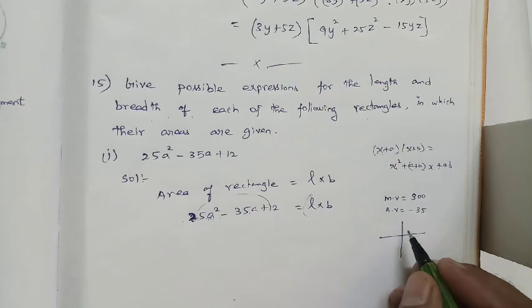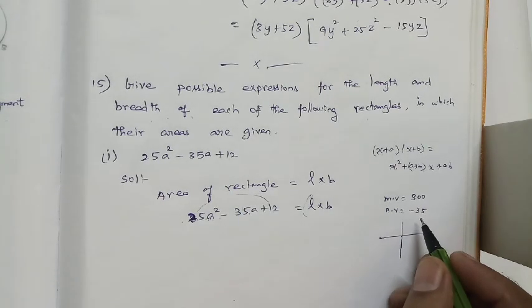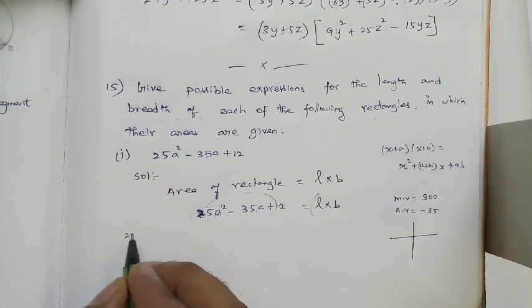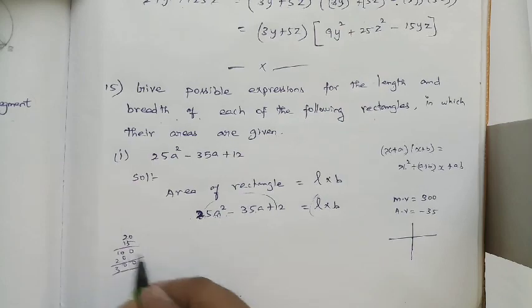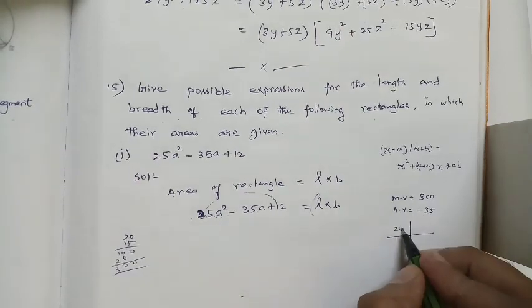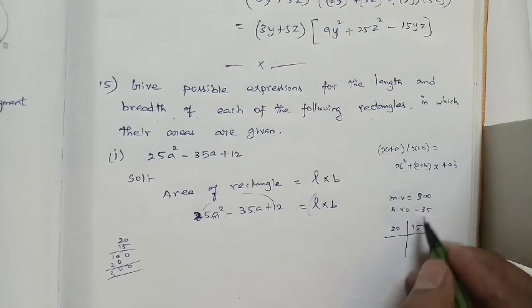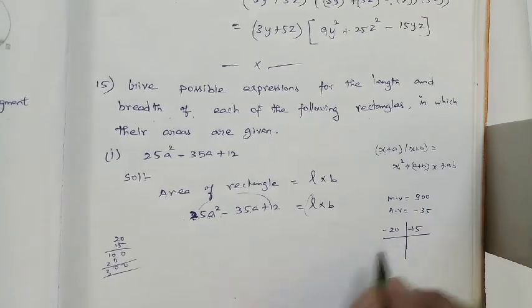20 into 15 is 300, and 20 plus 15 is 35. Am I right? So these two are the possible numbers. 20 into 15, 300; 20 plus 15, 35. So it is minus 20, minus 15. So how am I going to split it up?